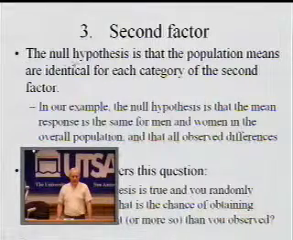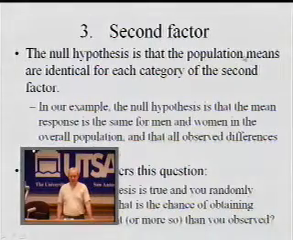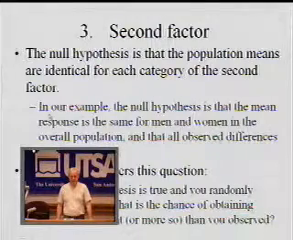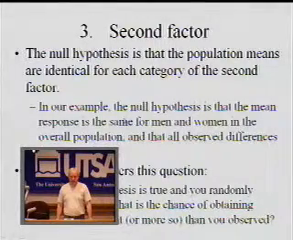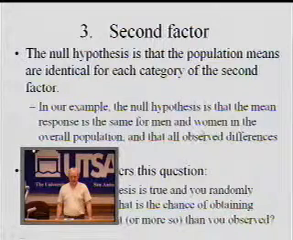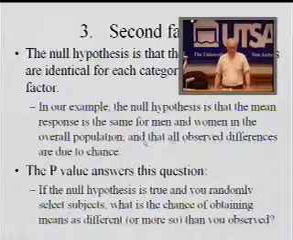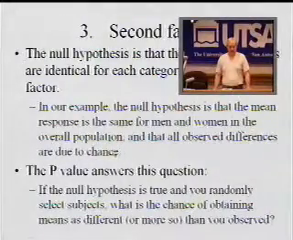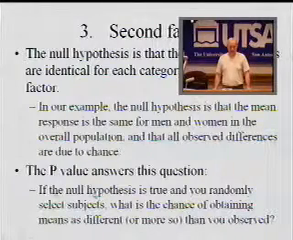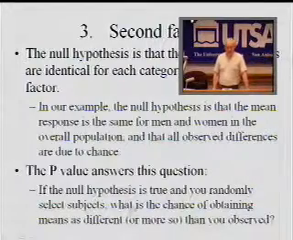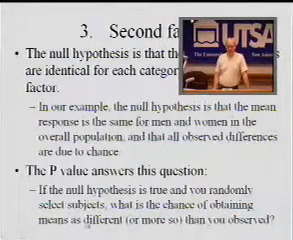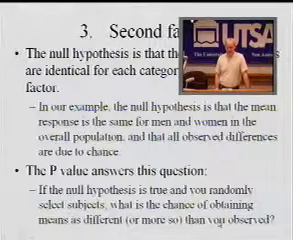The second factor is gender in our example. The null hypothesis is that the population means are identical for each category of the second factor, or each level of the second factor. In our example, the null hypothesis is that the mean response is the same for men and women in the overall population, and that all observed differences are due to chance. So the p-value answers this question. If the null hypothesis is true, you randomly select subjects. What is the chance of obtaining means as different or more so than you observed?